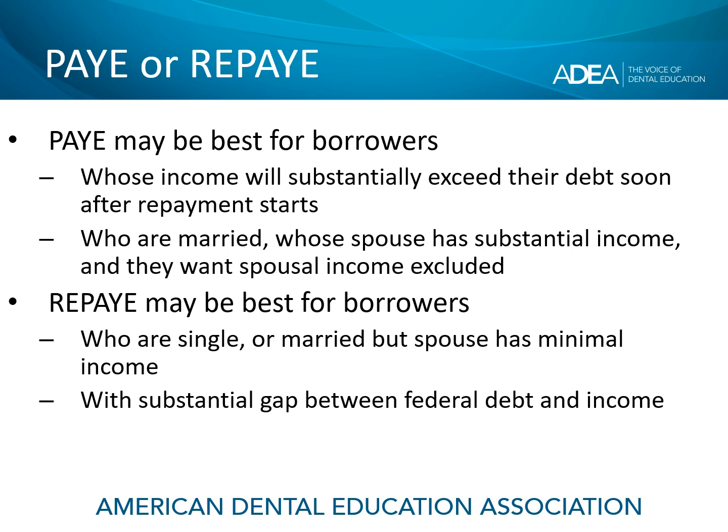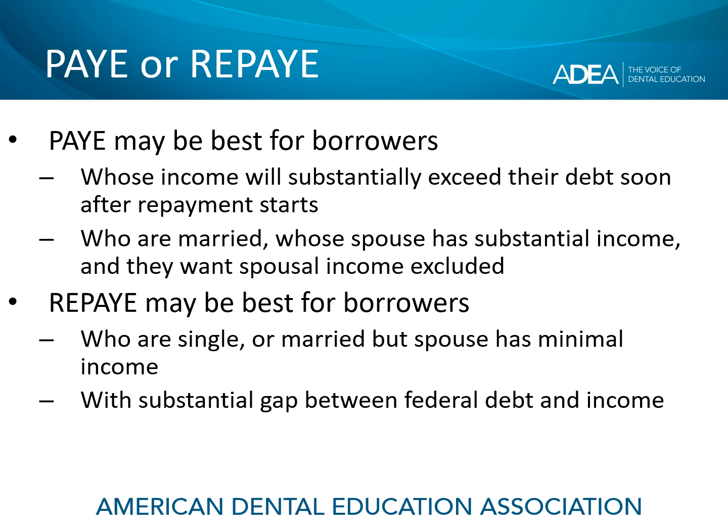We think Pay As You Earn may be best for borrowers whose income is going to jump pretty dramatically after they start repayment and will substantially exceed their debt pretty quickly after repayment begins. These borrowers simply will not really benefit from the 50% interest subsidy available with REPAYE. We also think PAYE may be best for borrowers who are married and whose spouse has substantial income and who need to exclude spousal income from the monthly payment calculation. Remember, with Pay As You Earn, a married borrower can file a separate return and spousal income will not be counted in the determination of the monthly payment amount.